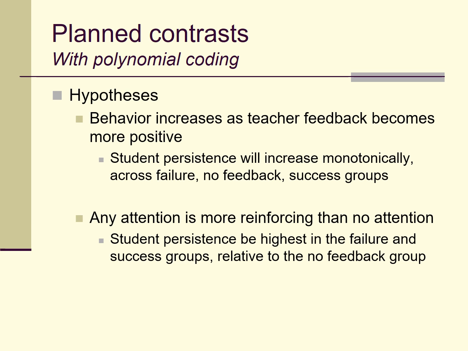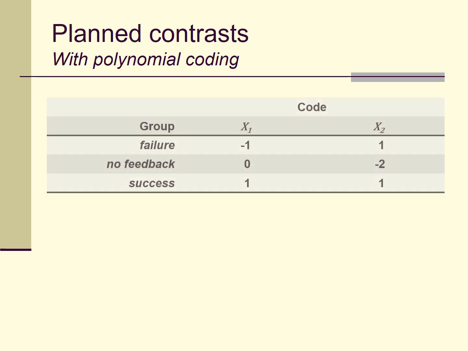So you might make the prediction that student persistence will be highest in the failure and success groups relative to the no feedback group. That prediction would be more consistent with a quadratic trend, not a linear trend. So how would you represent these in terms of codes? Well, it's actually not very hard. You could set up a series of codes that look like this.